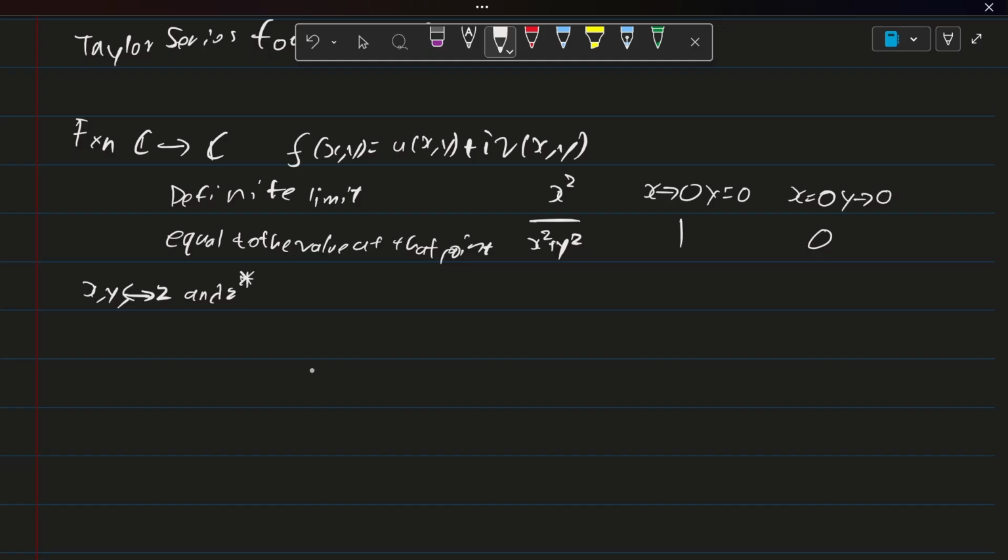You could convert between these two, because z is x plus iy, and z star is x minus iy. So you could do algebraic manipulation to get x in terms of z and z star, and then y in terms of z and z star. And then if you put them in, it will become a function of z and z star.